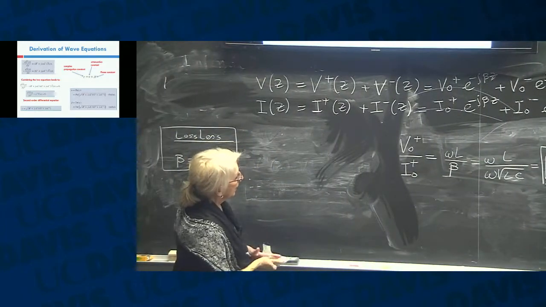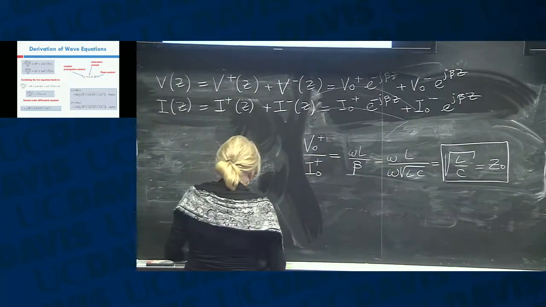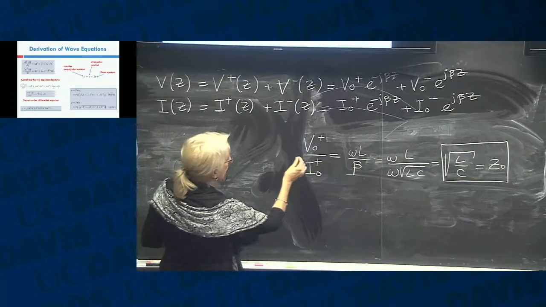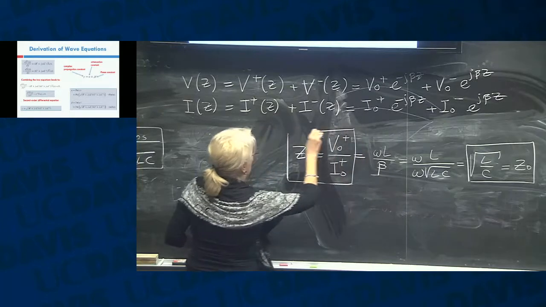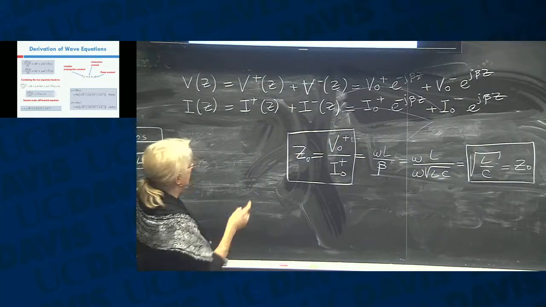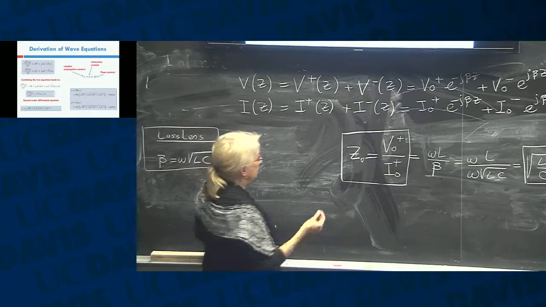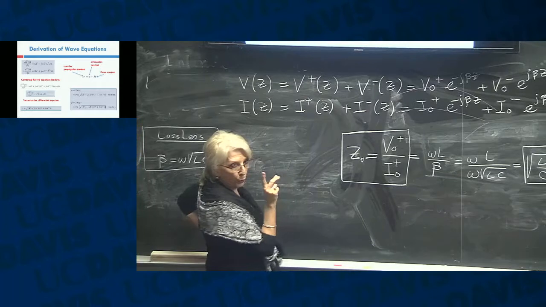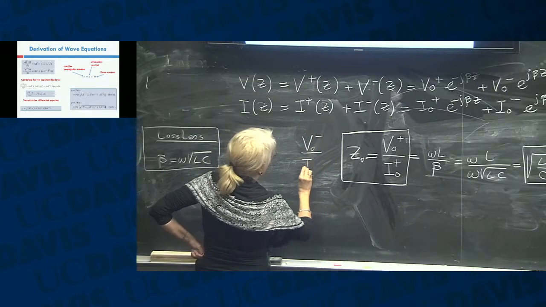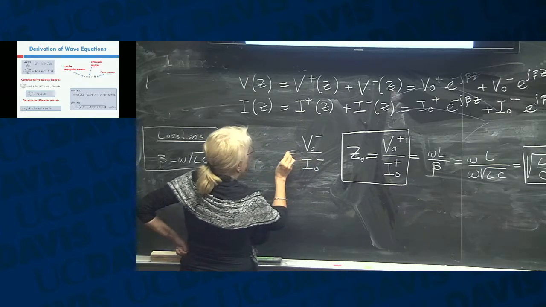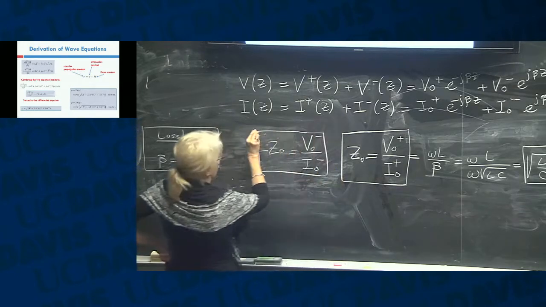And in these ones, we have this relationship, V naught plus over I naught plus is Z naught. I want you to remember those things, all right? These are very fundamental, and you will need to remember those to be able to take the next steps. And then also you could prove, I'm not going to do it here, that V naught minus over I naught minus is minus Z naught, because of the way we have defined it.